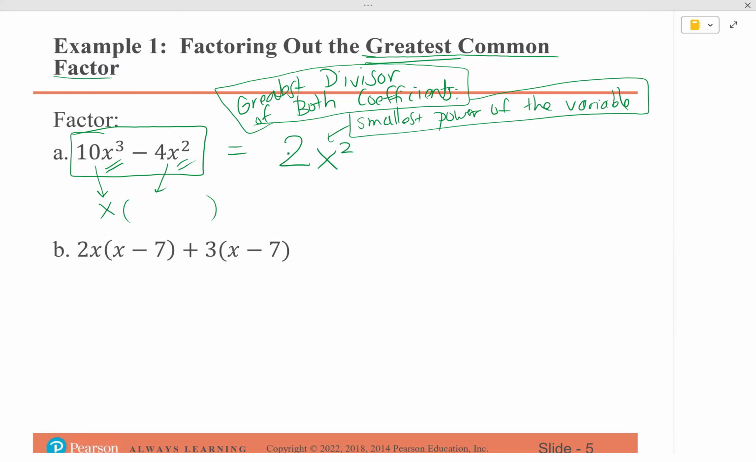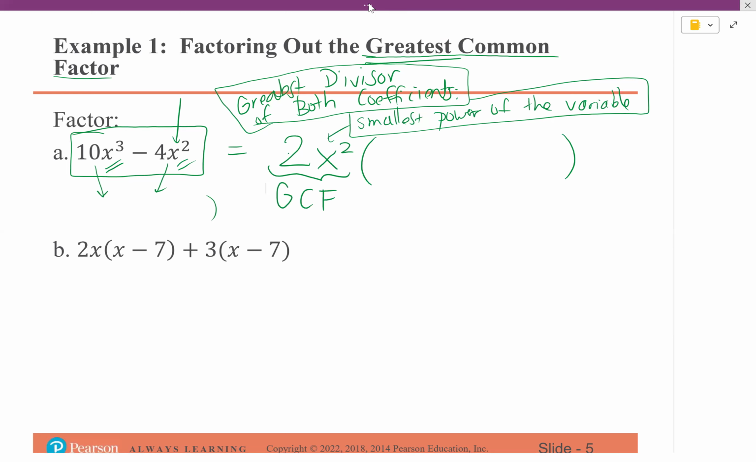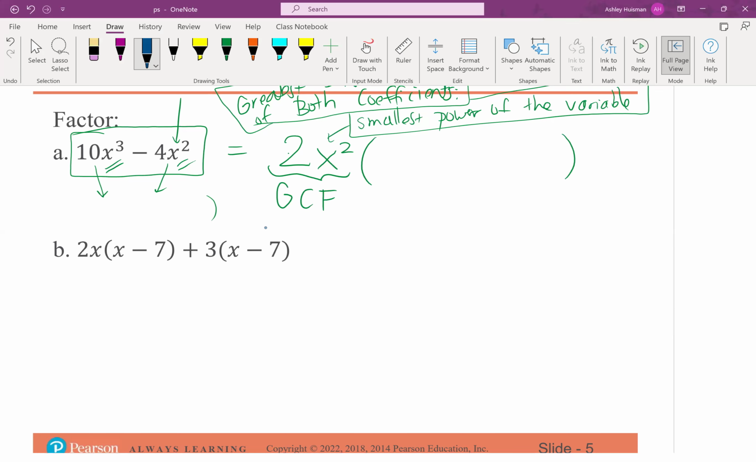Imagine I tried to take a 3rd power. That wouldn't really work because this 2nd term only has 2 x's to spare. I can't take 3 from him because he only has 2 to spare. I think this is my greatest common factor. That's the biggest thing that the two terms I was given have in common, the 10x to the 3rd and the 4x squared.